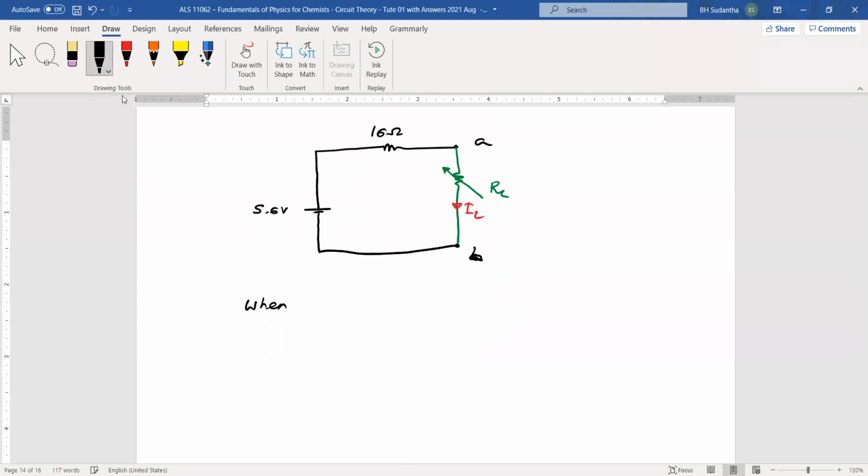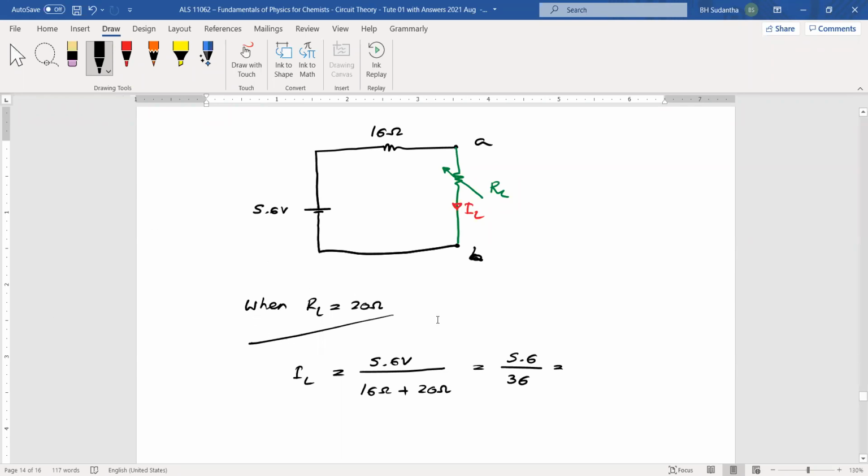Okay, we can consider 2 occasions. When RL equals 20 ohms, then IL is 5.6 volts divided by 16 ohms plus 20 ohms, sorry, 36. It's 0.16 amperes.